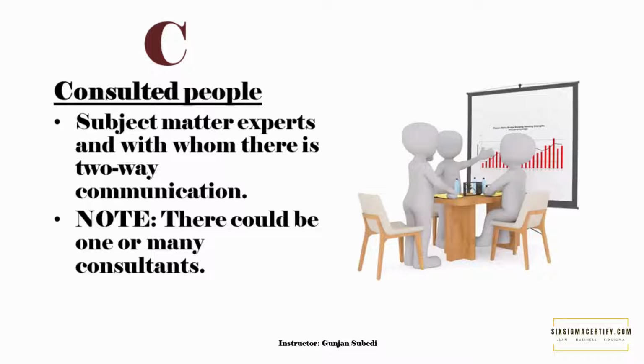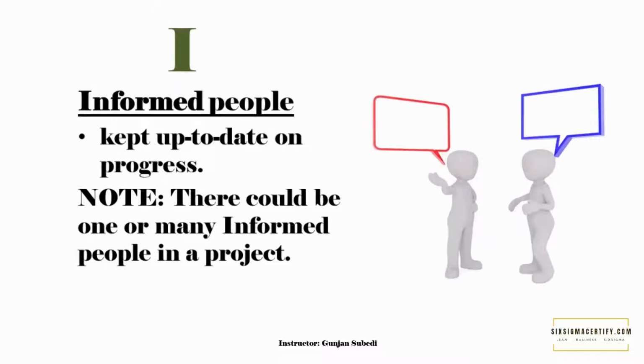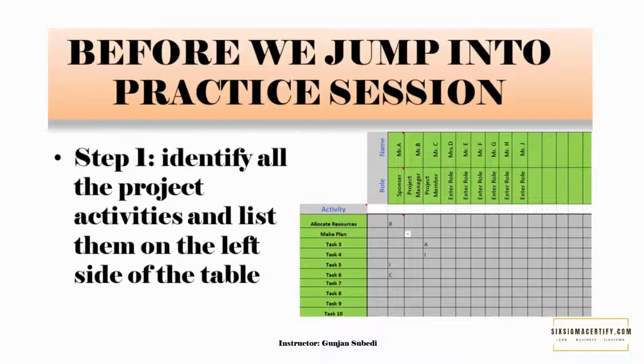Consulted are subject matter experts with whom there is two-way communication. There could be one or many consultants. Informed are those people who are kept up to date on progress. There could be one or many informed people in the project. Next, in the practice session, we will study the steps of performing the RACI analysis.